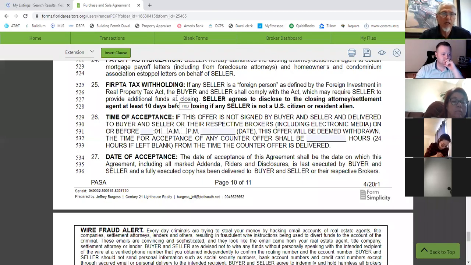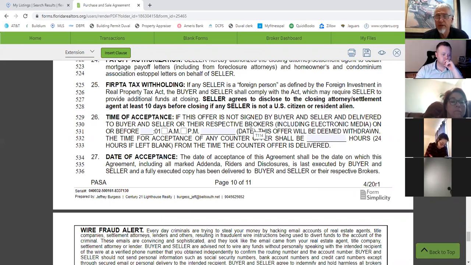FIRPTA, what is FIRPTA? That's foreign people, non-resident aliens, okay? They're non-US card holders, non-resident aliens. They have to disclose because they could be subject to mandatory withholding until they file their tax return. Time of acceptance, got to be accepted on or before. You put the date and the time, and this is where you have to make sure that you get it accepted by that time.